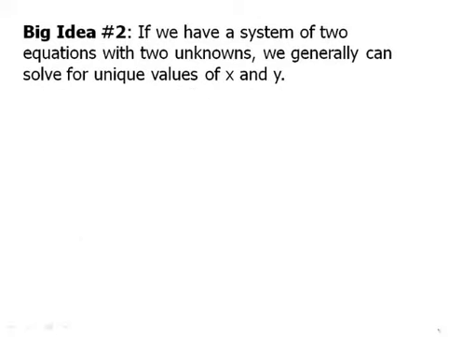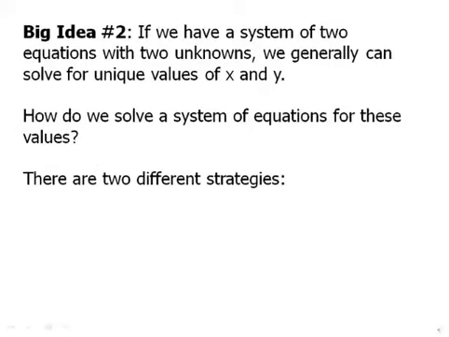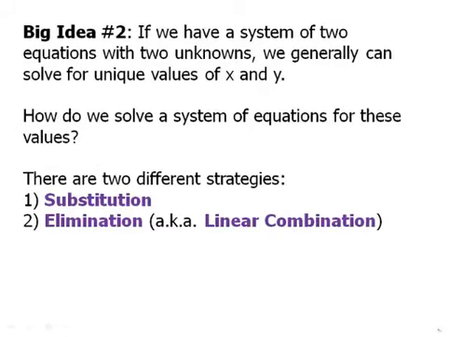So big idea number 2 is if we have a system of two equations with two unknowns, we generally can solve for unique values of x and y. How do we solve a system of equations for these values? There are two strategies. One is substitution, and the other is called either elimination. Some sources also call it linear combination. I'll be calling them substitution and elimination.